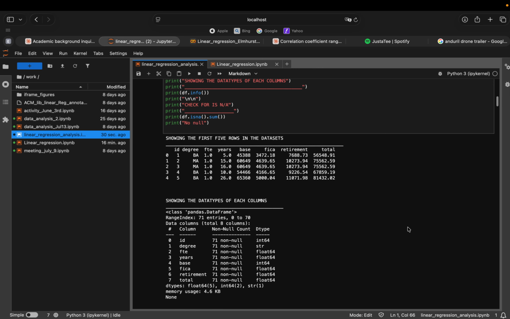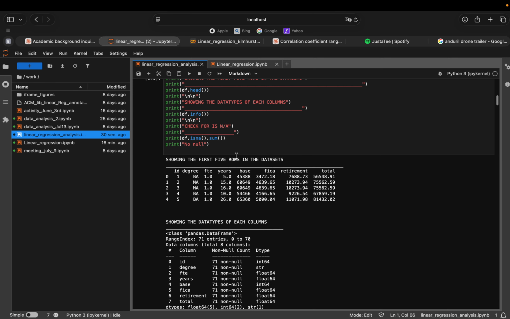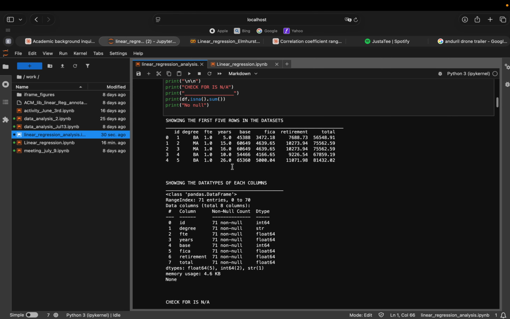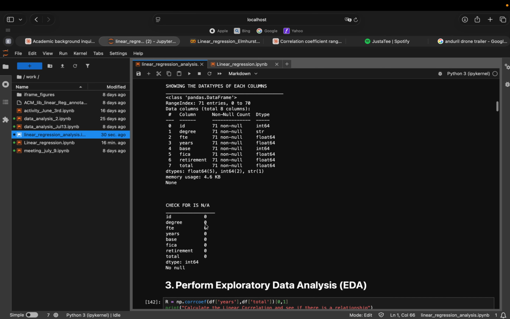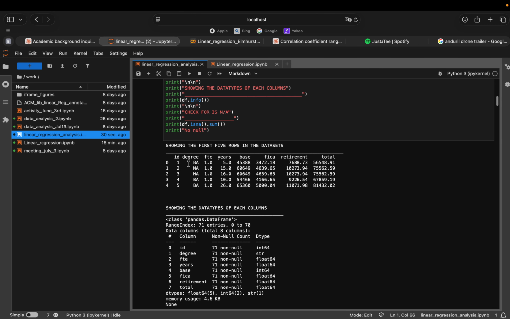And so this is just to check the data first. First of all, I checked if there's any NA in the data, and it seems like there's no NA. And there's the ID, the years, the three compensation, and the total. And then there's also a section for degree. And FTE is basically like the status, whether the teacher is full-time or part-time.